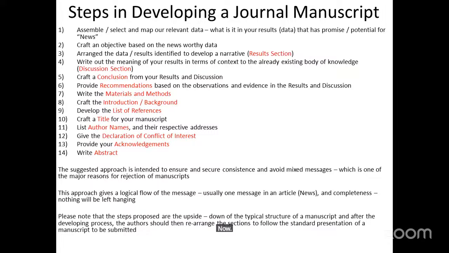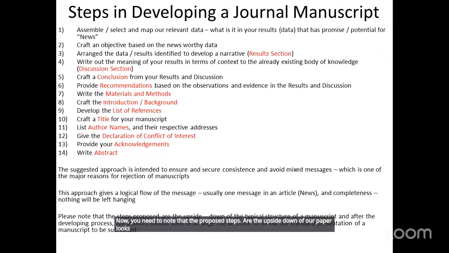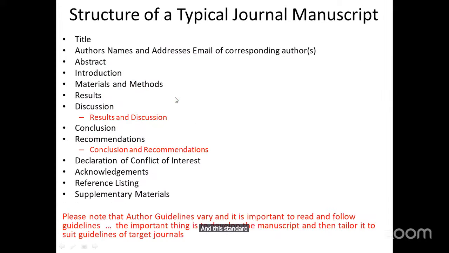Now, you need to note that the proposed steps are the upside down of how a paper looks. You can see title is coming at number 10. Abstract is coming at number 14. So this is only a process of writing. And after developing the manuscript, the authors need to rearrange the sections to follow the standard presentation that we shared in an earlier slide. So you now rearrange and have your title come first, authors, abstract.